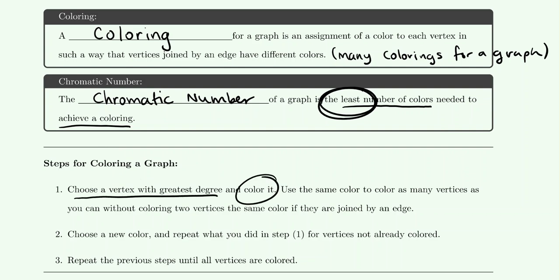Now the steps for coloring a graph recommend that you first choose the vertex of greatest degree and give it a color. Then use that same color to color as many of the remaining vertices as you can, without coloring two vertices the same color if they're joined by an edge. Then, since you've done all that you can with that color, you would choose a new color and repeat step 1 for all the vertices not already colored. Keep doing this until all the vertices are colored, and that should give you a least coloring, so long as you're making sure that at each step you are applying the color as many times as you can, so long as they're not the same color if they're joined by an edge.